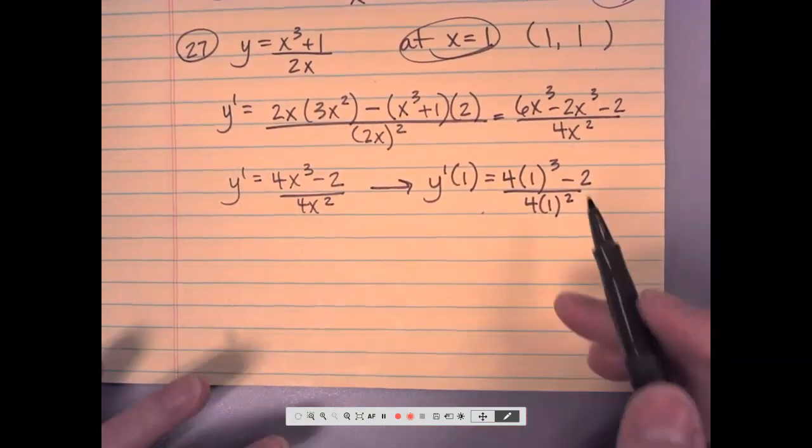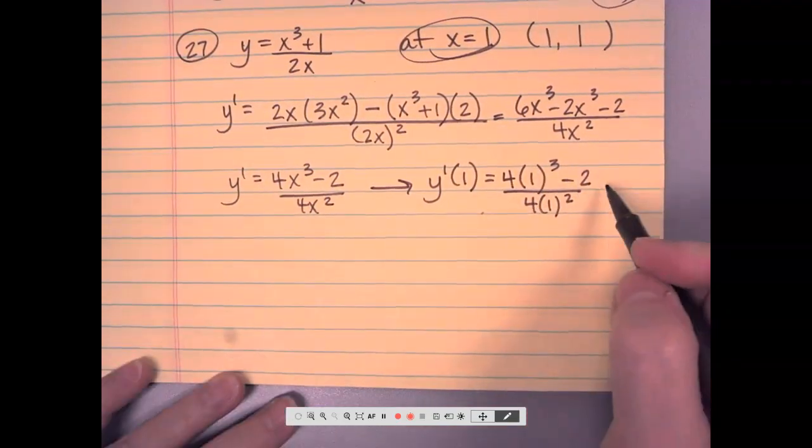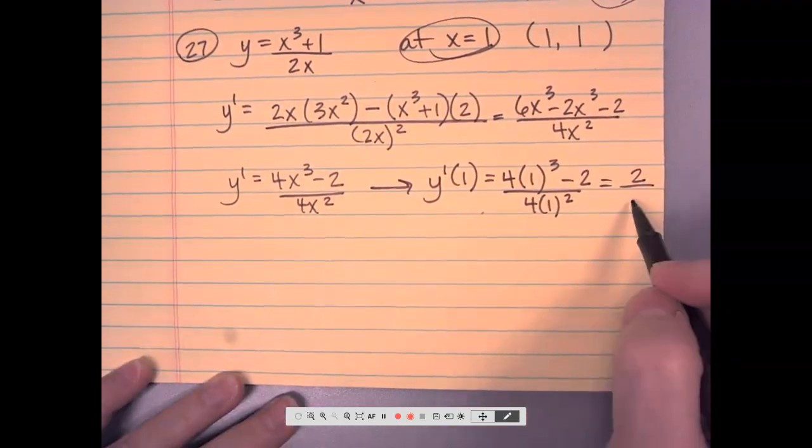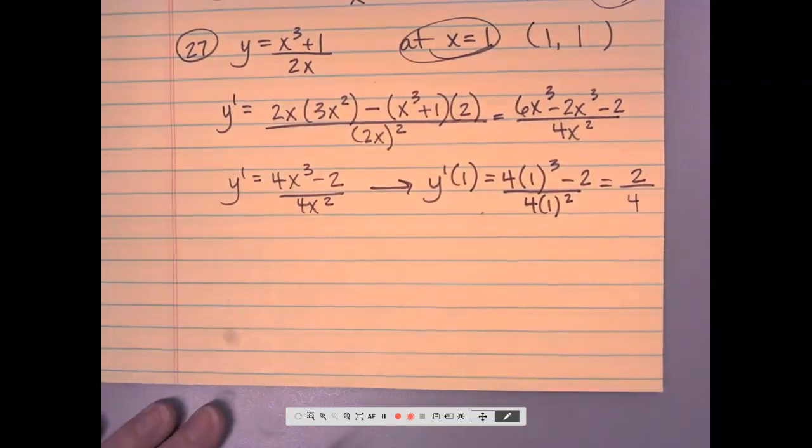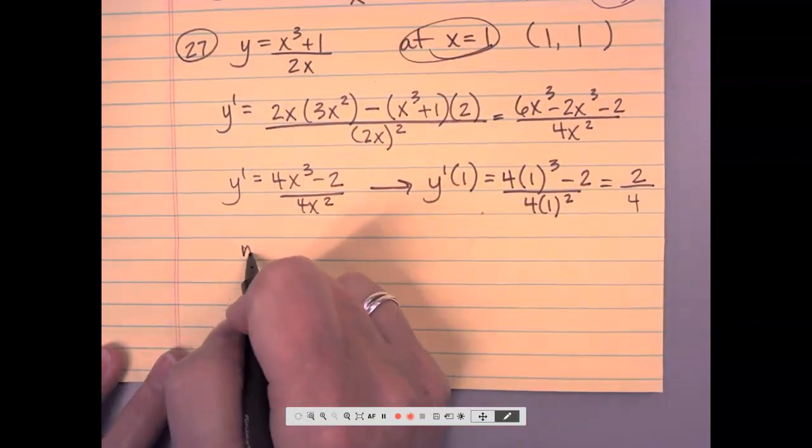All right, let's see. What does this give us? 4 minus 2 is 2 over 4 times 1 is 4. So what is our slope? 1 half.